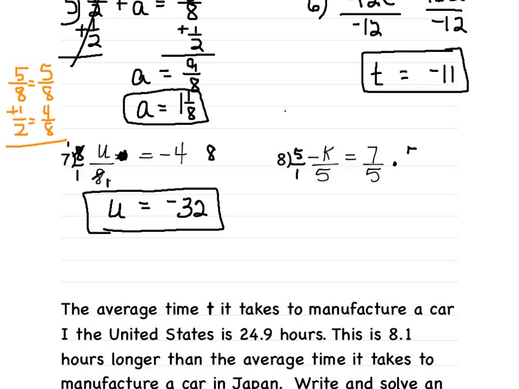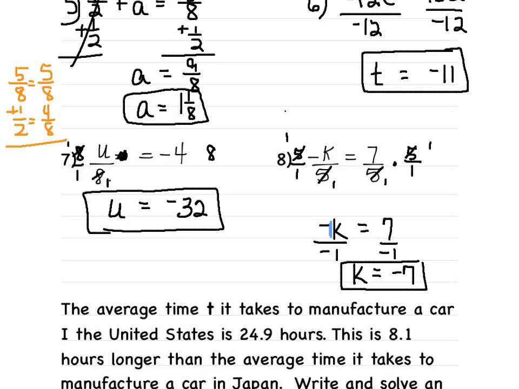So I'm going to do the same on this side. And when I multiply, here I have negative k is equal to, and here I have 7. Well, I'm not finished because negative k is actually negative 1 times k. There's an invisible 1 in between that negative sign and the k. So I need to divide by negative 1 on both sides. K equals negative 7, and that would be the correct answer.